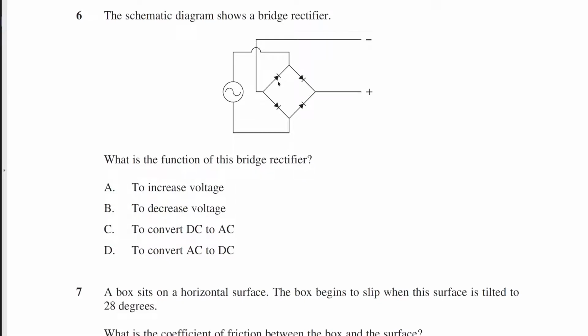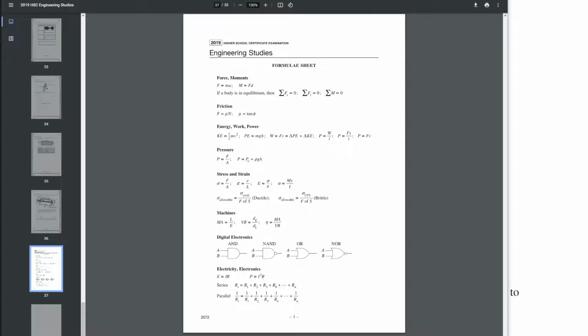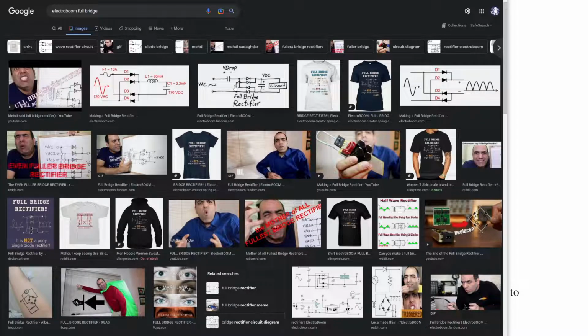When we see diodes, we know that diodes are used to rectify, which is to convert AC to DC. This is a full bridge rectifier, and Electroboom has a thing, that's kind of his shtick, where there's a mega cut of just him saying full bridge rectifier lots and lots of times. You can buy a t-shirt of that.